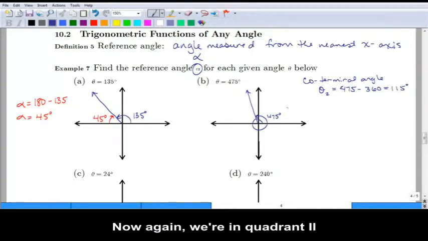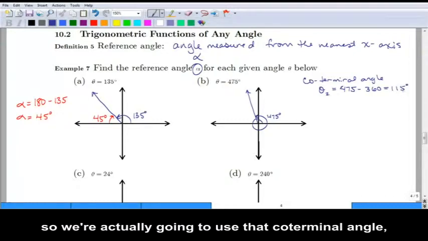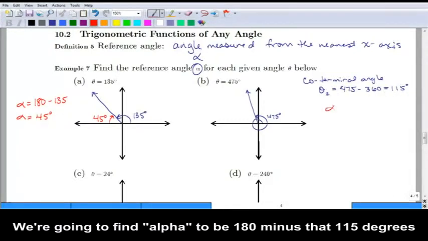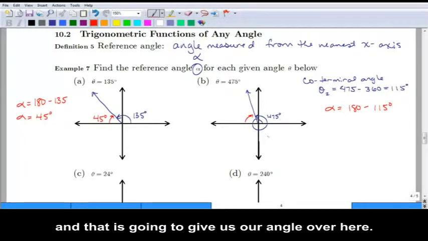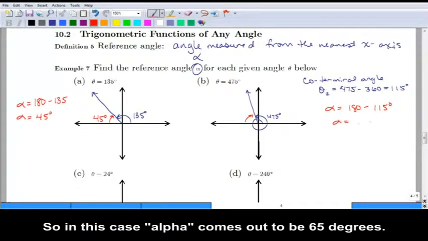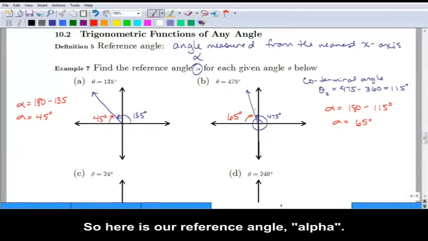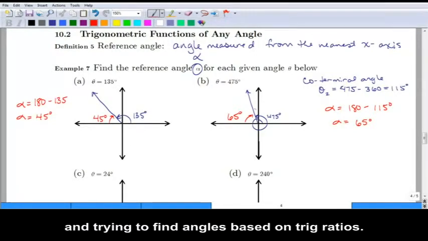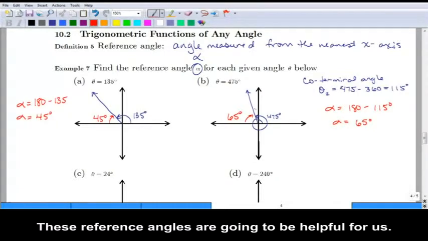Now again, we're in quadrant 2, so we're actually going to use that coterminal angle because that's going to be easier for us to deal with. We're going to find alpha to be 180 minus that 115 degrees, and that is going to give us our angle over here. So in this case, alpha comes out to be 65 degrees. So here's our reference angle alpha, and this is going to make some sense once we start going backwards and trying to find angles based on trig ratios. These reference angles are going to be helpful for us.